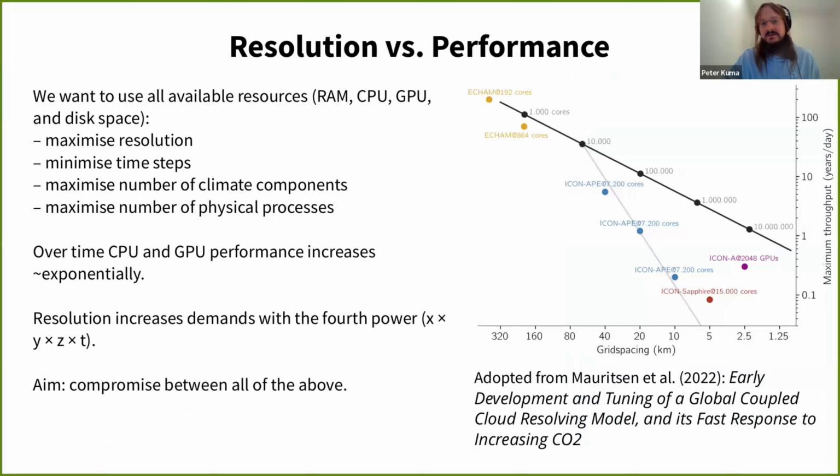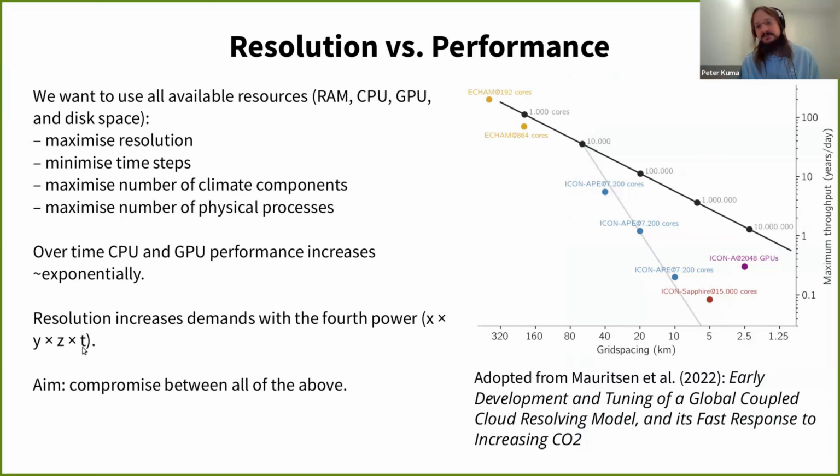In terms of resolution versus performance, we want to maximize the resolution in such a way that we use all the performance available to us. And we can do that very easily by just increasing the resolution. And with increasing resolution, we have to increase all the dimensions, which means the x-axis, the y-axis, the z-axis, and the time step as well.